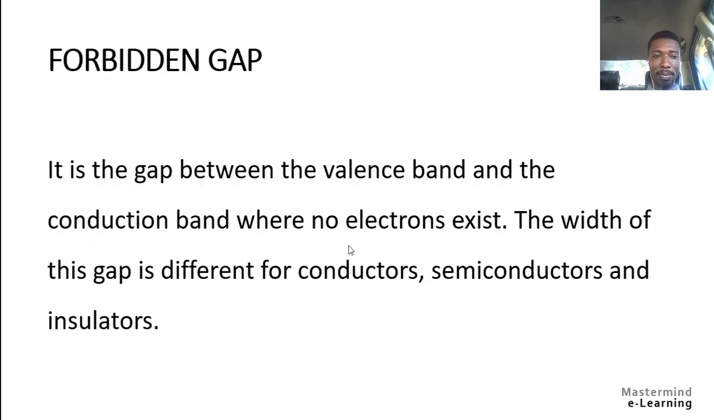The forbidden gap. It is the gap between the valence band and the conduction band where no electrons can exist. Remember, no electron can exist in the forbidden gap, hence the name forbidden gap. Electrons are forbidden from existing over there. The width of this gap is different for conductors, semiconductors, and insulators.